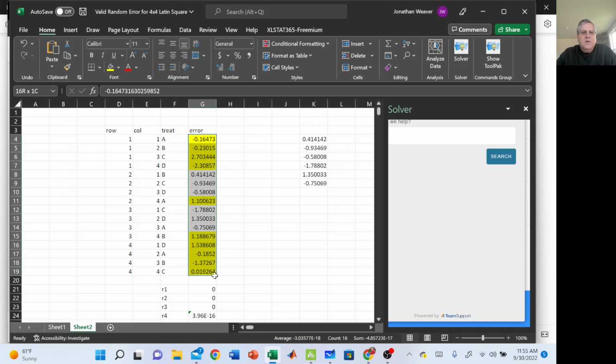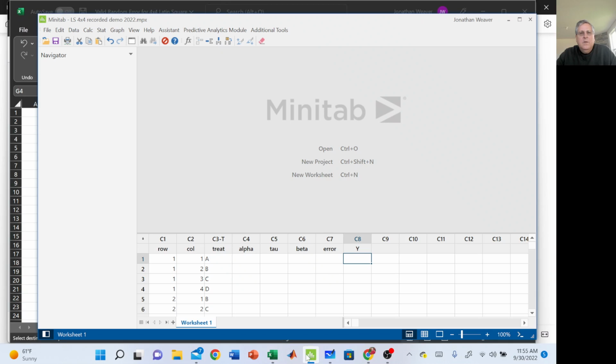So I take these error terms to Minitab, paste that here. You can use any mu you want. I guess I didn't put a column in my Minitab here for mu.